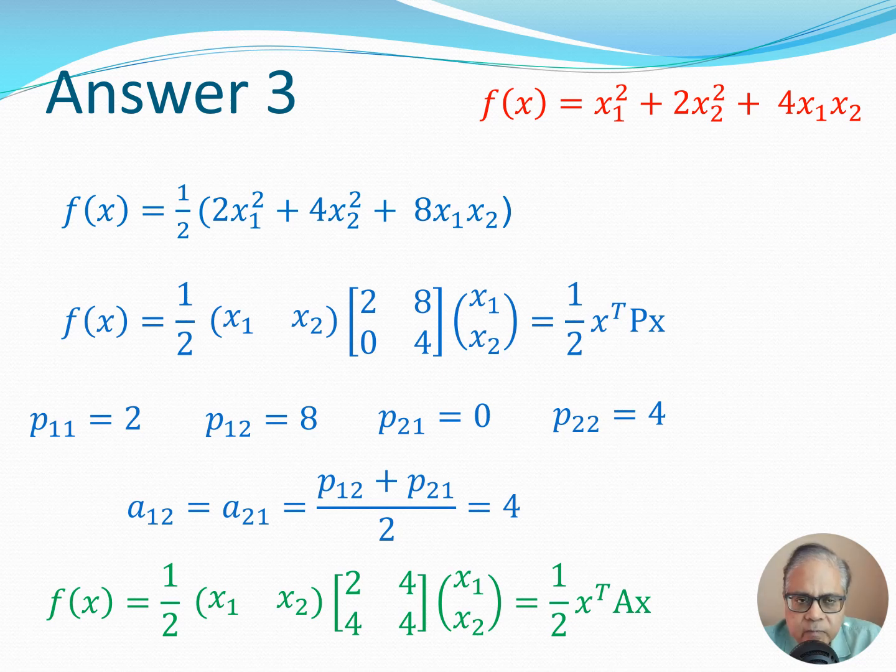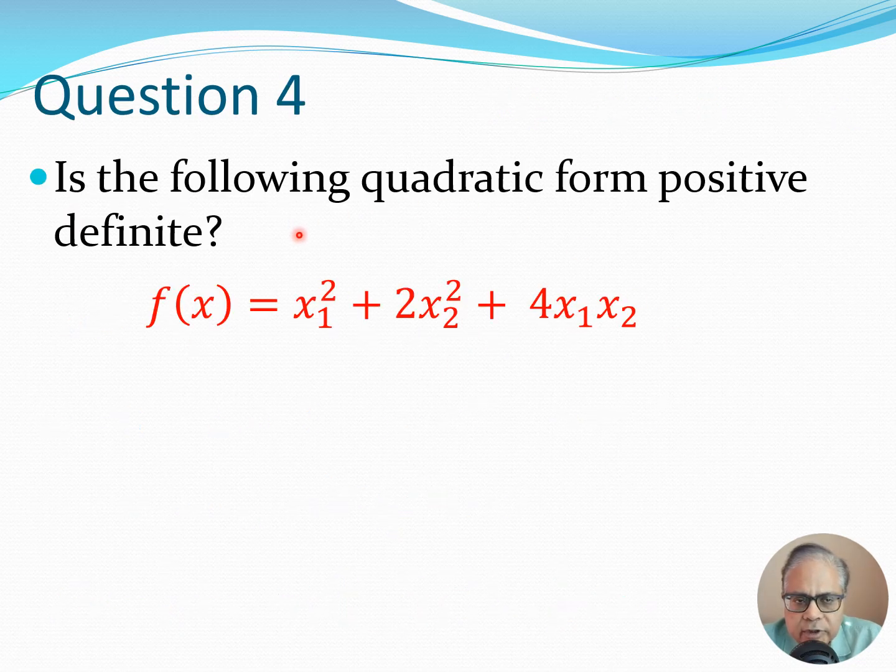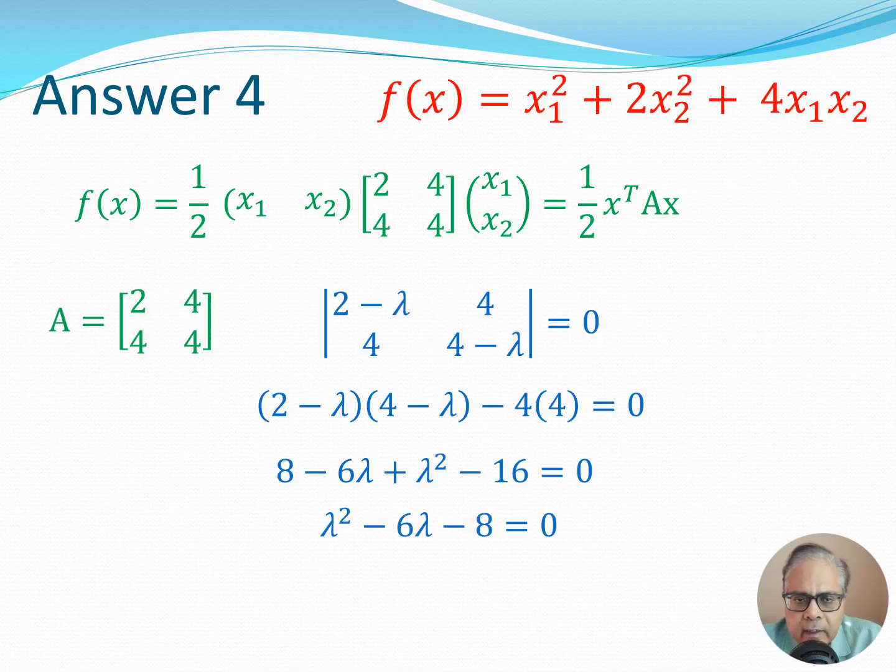Let's come to question number 4, which is: is the following quadratic form positive definite? And you are given this quadratic form here, x1 square plus 2x2 square plus 4x1x2. Now we take a look at this particular function, and we can immediately write it in this form here. So what we have got here for matrix A is 2, 4, 4, 4.